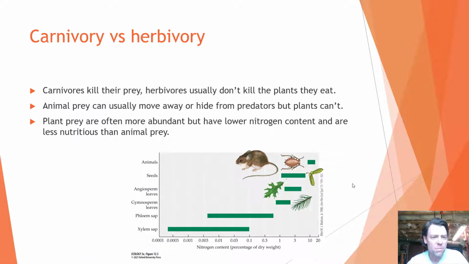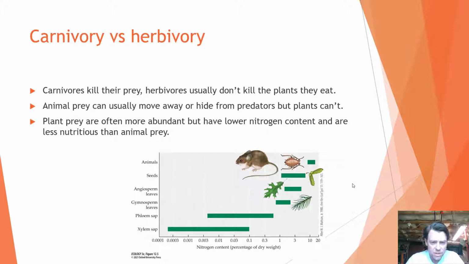So, carnivory versus herbivory. Carnivores kill their prey. Herbivores usually don't kill the plants that they eat, although they can, depending on the situation. Animal prey usually move away from or hide from predators, but of course, plants cannot do this, and so plants will develop different strategies to try to keep from being eaten. We'll talk about some of those. And then plant prey are often more abundant, as they have lower nitrogen content and are less nutritious than animal prey.